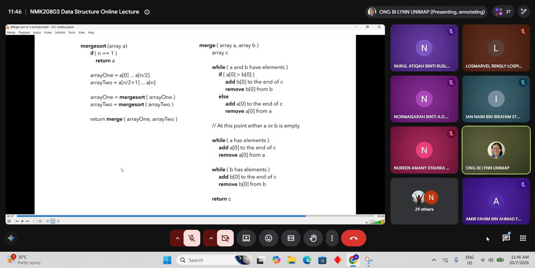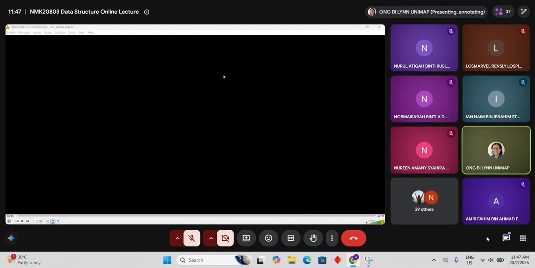Recursive part, which halves the arrays. On the right is the merge function, which combines the arrays. Merge sort has a worst case time complexity of big O of n times log n.